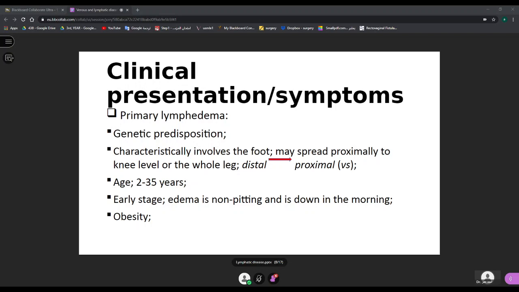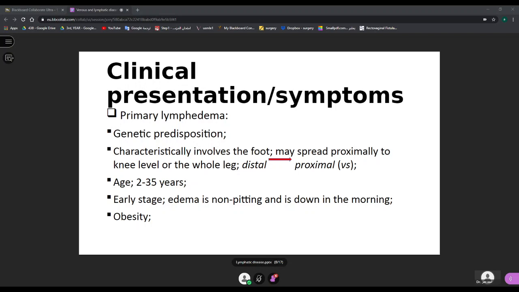Let us now review quickly the clinical presentation, symptoms and signs of lymphedema. In case of primary lymphedema, there may be some genetic predisposition. And usually, primary lymphedema characteristically involves the foot, and then it might spread proximally to involve, for example, the knee, the thigh, and the whole lower limb. So something very important: primary lymphedema usually spreads from distal to proximal. And this is one important feature which might enable you to differentiate between primary and secondary lymphedema.